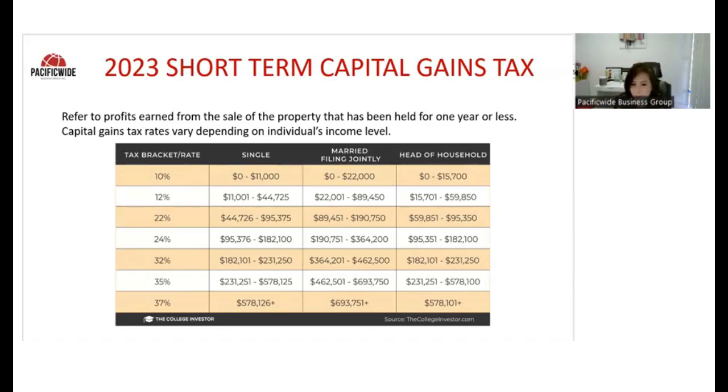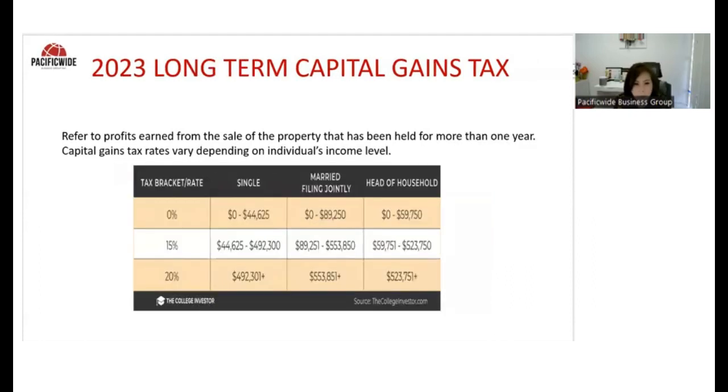Now I want to show you how much the short term capital gains tax is compared to the long term capital gains tax. Here you go. Look at this. The maximum long term tax rate is 20%. Look at the last row of this table. The only thing you need to remember is to keep the property longer than 1 year. And instead of paying 37% capital gains tax, you pay only 20%.